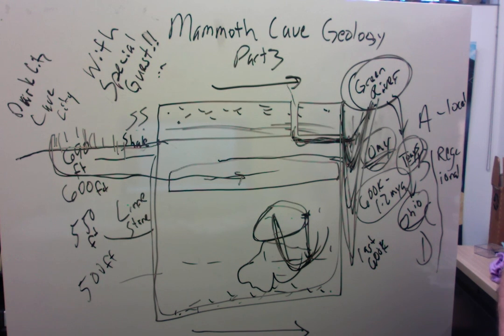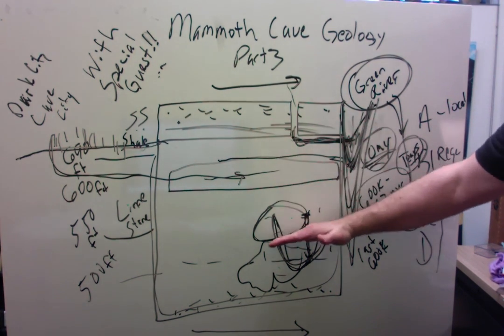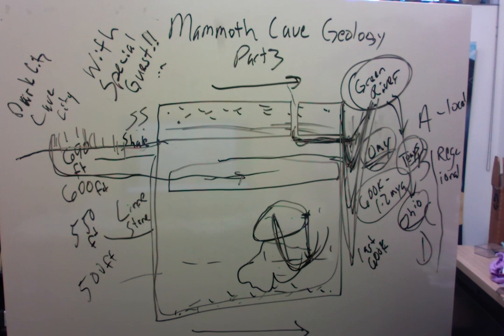So, what else? I think you did a great job explaining. Okay, so as the Green River falls in response to regional things, the different levels of the cave get eroded away. And that's part 3 of the geology of Mammoth Cave.